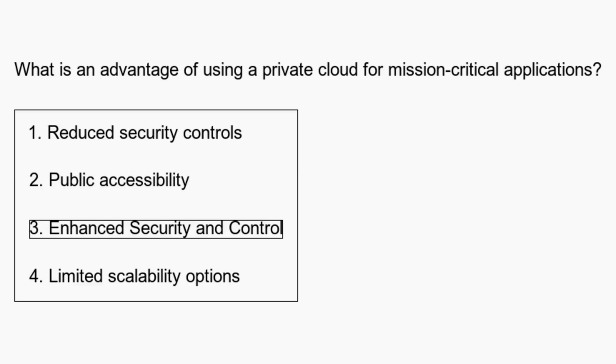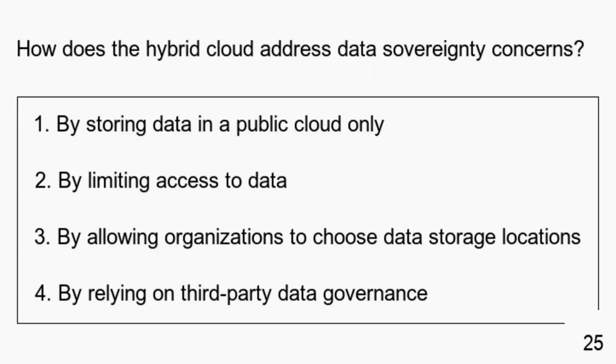Private clouds provide businesses with complete control over their infrastructure, allowing them to implement robust security measures and restrict access to authorized personnel. How does the hybrid cloud address data sovereignty concerns? By storing data in a public cloud only. By limiting access to data. By allowing organizations to choose data storage locations. By relying on third-party data governance.